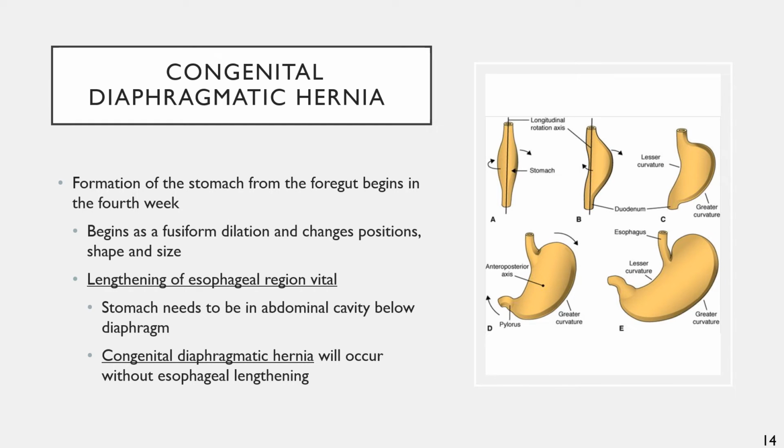During this rotation, the posterior wall is going to grow faster than the anterior, which forms the greater and lesser curvatures. The stomach will rotate around the anterior-posterior axis, allowing for the pyloric part to move to the right and upward, and the cardiac part to move to the left and downward, and the stomach is now in its final position. In order for the stomach to be correctly positioned in the abdominal cavity below the diaphragm, the esophagus must lengthen. Failure to do so will result in a congenital diaphragmatic hernia, and the stomach remains in the thoracic cavity, obviously abnormal and obviously an issue, and that's going to compress the lungs.